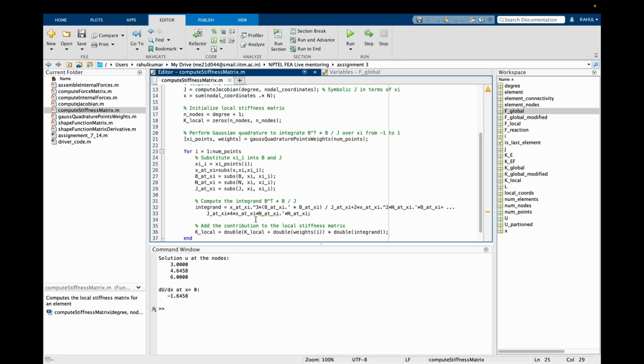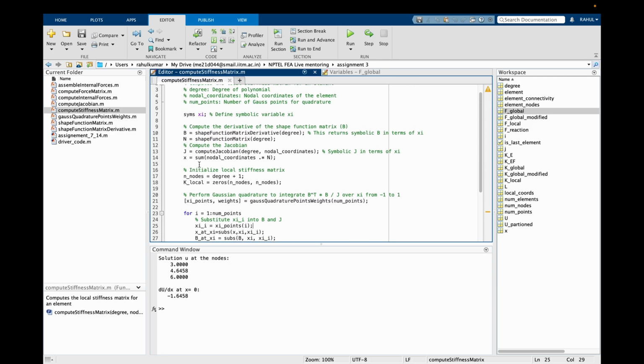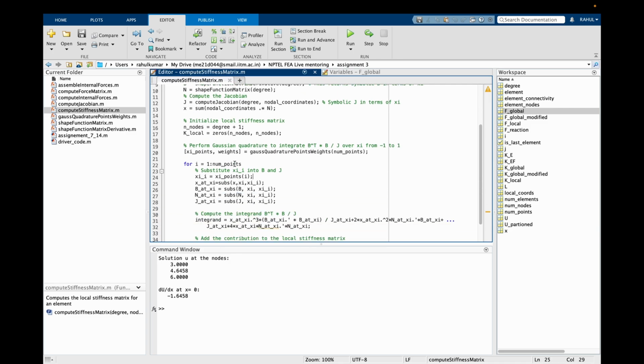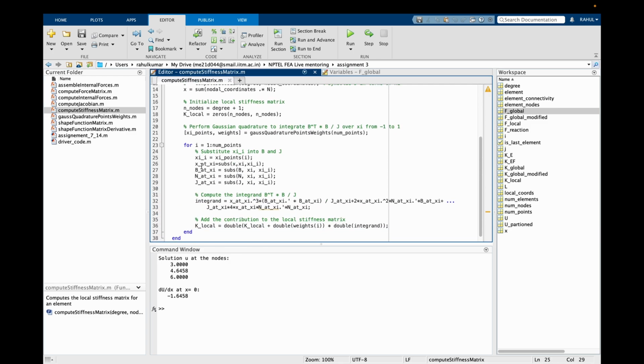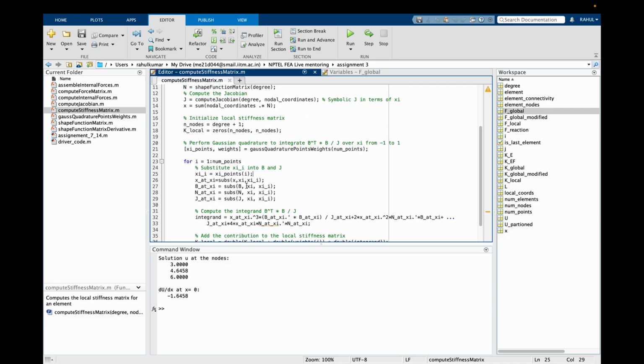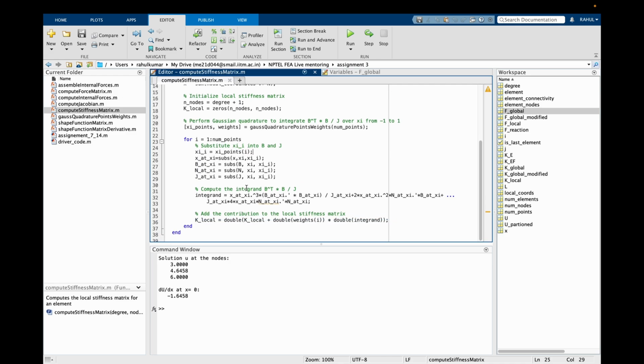Okay, and what is x at xi? X at xi is nothing but the x coordinate. You can see that this is the x coordinate. And what is the x coordinate? That is nothing but the dot product of the nodal coordinate with n, that is the shape function. Okay, and what is that x at xi? X at xi means we have to substitute zeta i, the Gaussian point, at the place of x. So that is the x at xi.